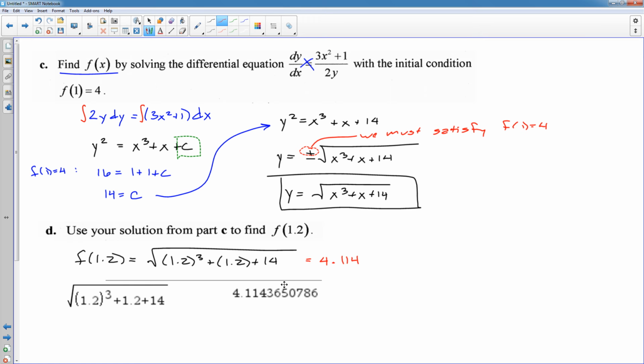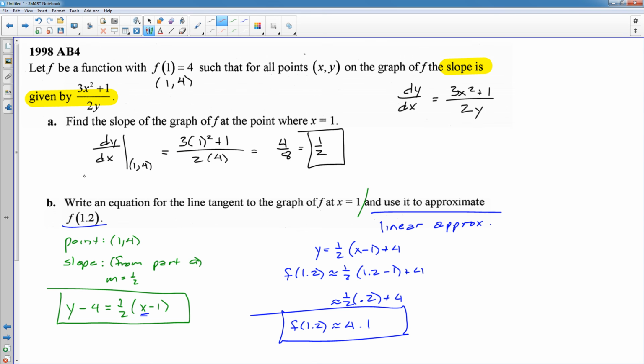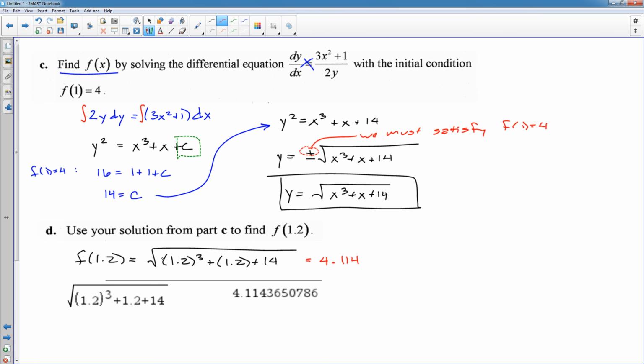And before I end this video, we want to know if that's reasonable, if that's what you were expecting. And I was expecting somewhere around that because in part B, we used linear approximation to get the same value. They wanted us to estimate f of 1.2, and we got 4.1 through the linear approximation. So in part B, our f of 1.2 approximation is very, very close to the actual function's value, and so I'm satisfied with parts B and D.